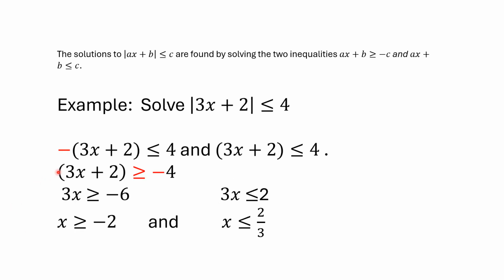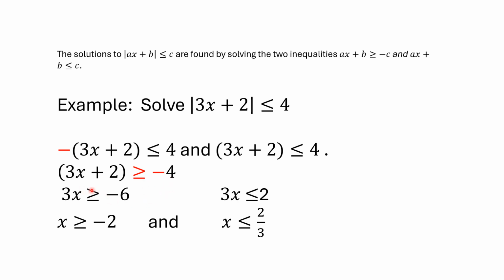So, what really can be positive or negative is what's inside the absolute value bars. So I get negative 3x plus 2 is less than or equal to 4. And I'll go down the left side to solve that branch. Here's the word and. 3x plus 2 less than or equal to 4. And I'll go down the right side to solve that branch. First, right here, I multiply by a negative 1 to take that negative sign out. And hence, the inequality flips.